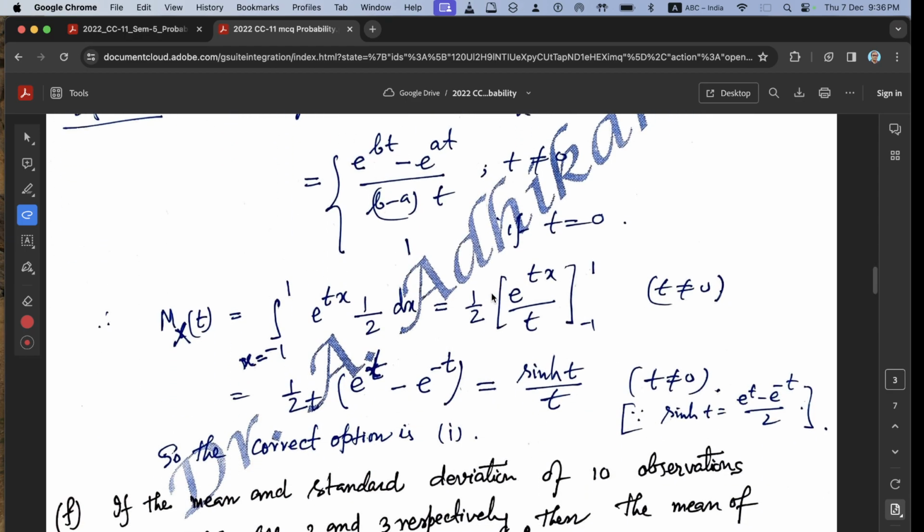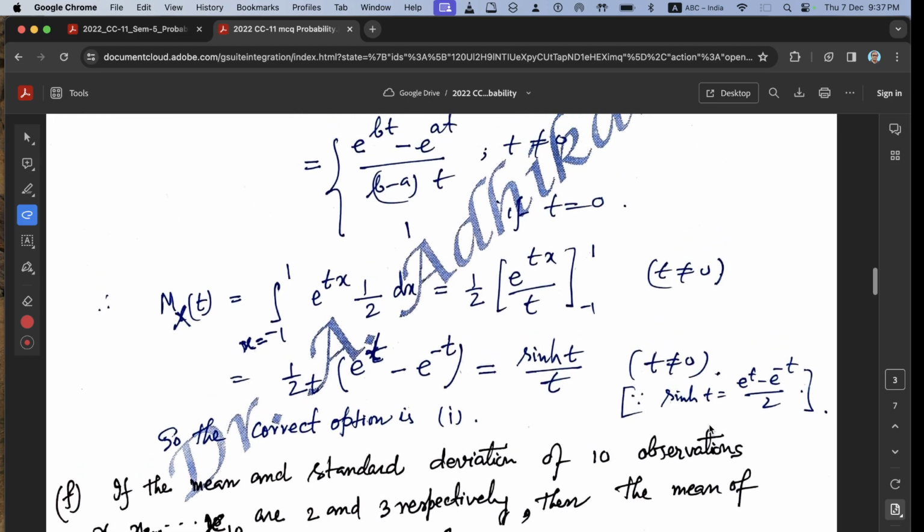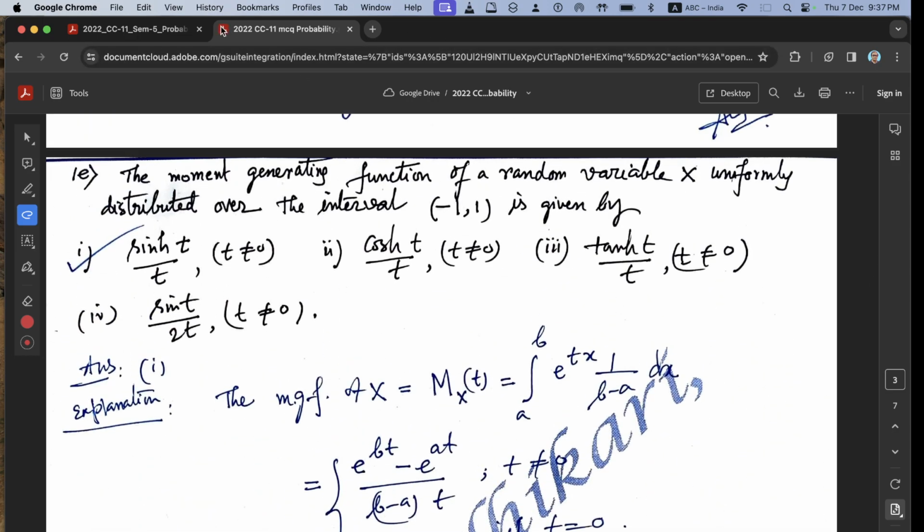So after integration we get (1/2t)(e^t - e^(-t)), and this equals sinh(t)/t, because (e^t - e^(-t))/2 equals sinh t. So the correct option is 1.